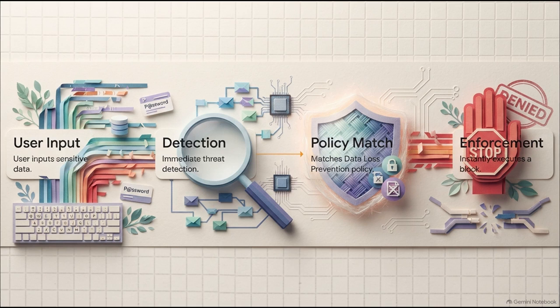Step 1, the user inputs that sensitive data, say a database password. Step 2, the system immediately detects it as source code. Step 3, it matches the data loss prevention policy. And step 4, it instantly executes a block.